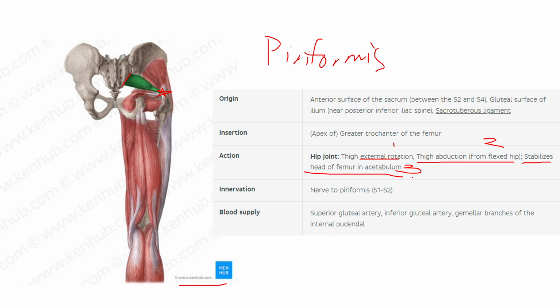It is innervated by its namesake nerve, the nerve to the piriformis, which originates from S1 to S2. It is supplied by the superior and the inferior gluteal arteries and the gemellar branches of the internal pudendal artery.